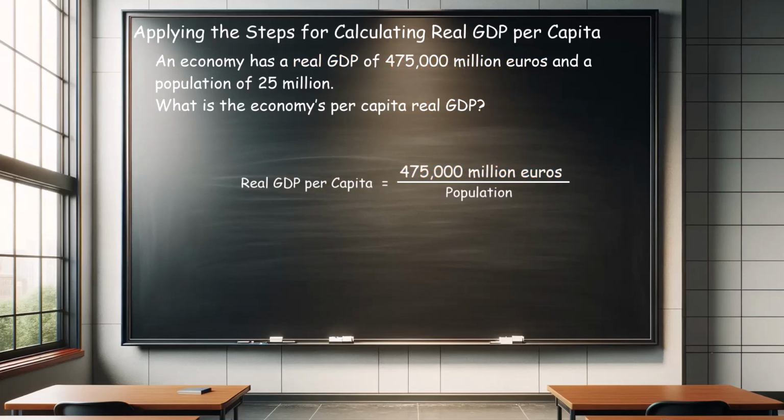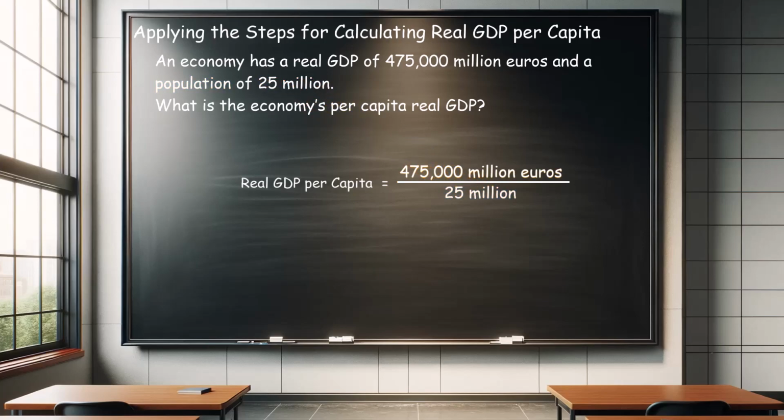3. From the problem statement, substitute the economy's population into the formula for the economy's population. In the problem statement, the economy's population is 25 million individuals. So, let's substitute 25 million into the formula for the economy's population.